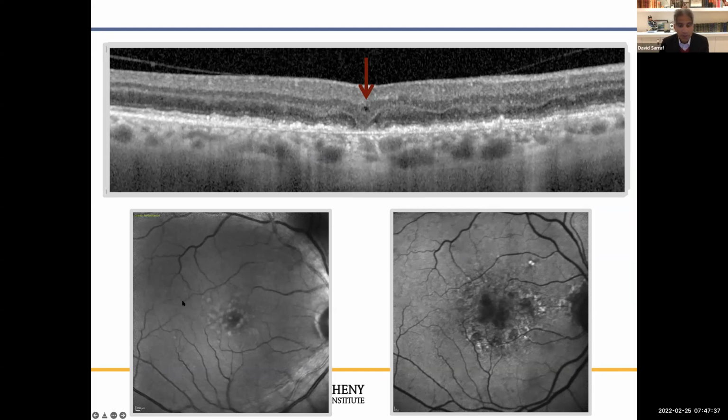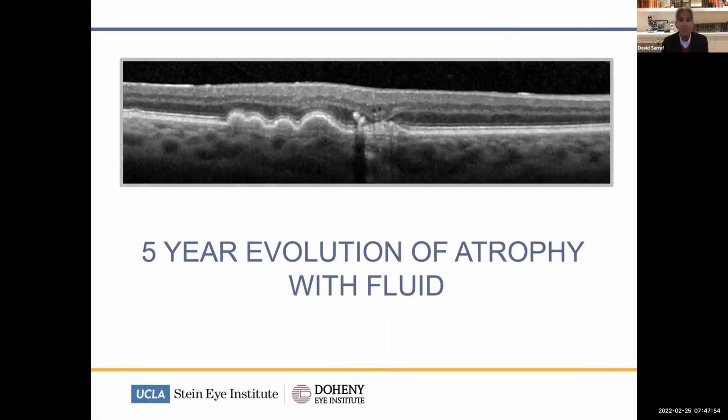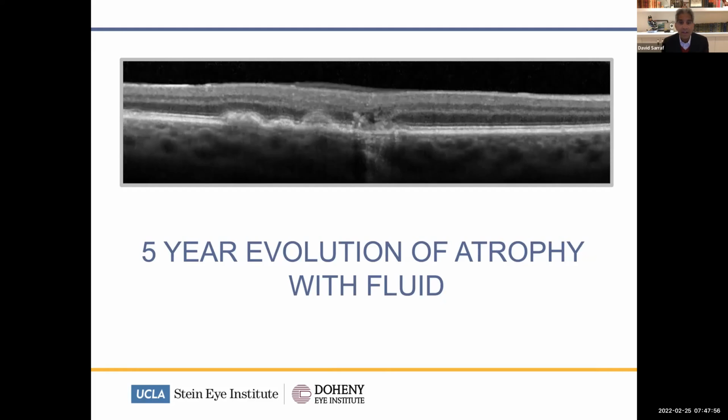And on the autofluorescence, you can see that evolution from hyperautofluorescent large soft drusen to macular atrophy, or what we refer to on the OCT as C-RORA, complete RPE and outer retinal atrophy. And I'll show you some more examples of these degenerative cysts that can develop.